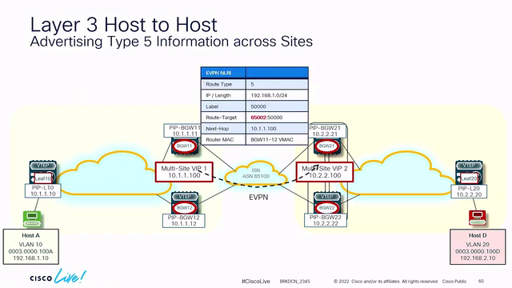The border gateway, what does it advertise to the remote sites? Does it need to advertise the type 2?